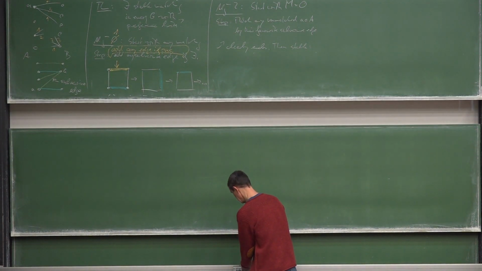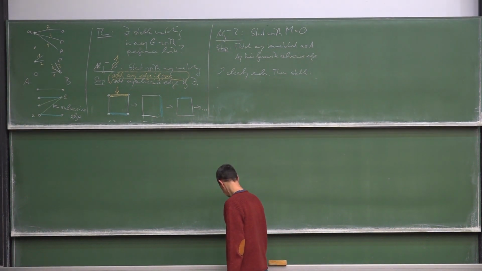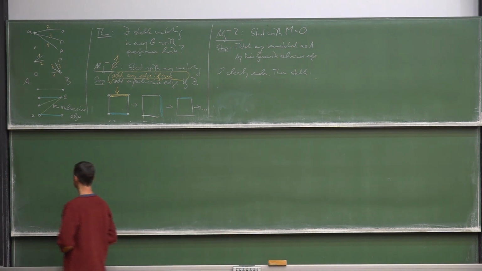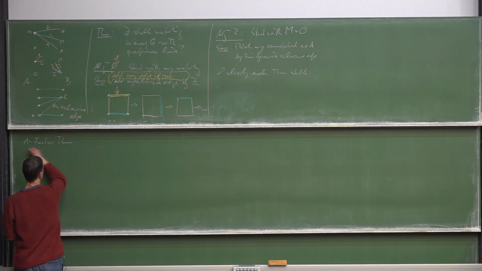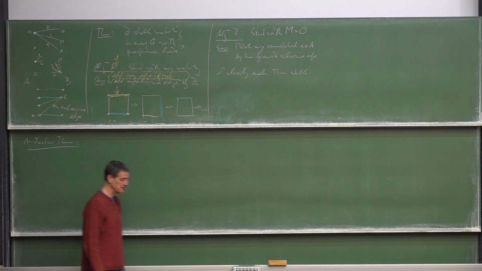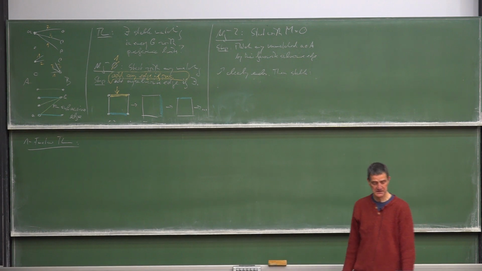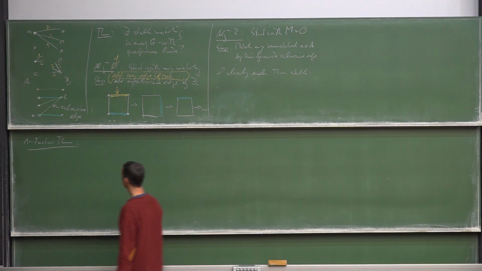Let's move on to non-bipartite graphs, arbitrary graphs. All graphs are finite, right? Let's prove Tutte's one-factor theorem. So this is 2.2.1.